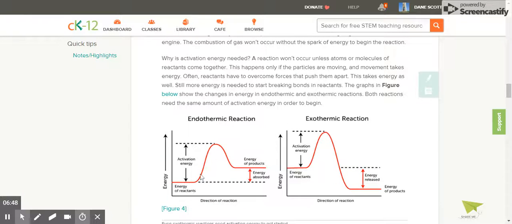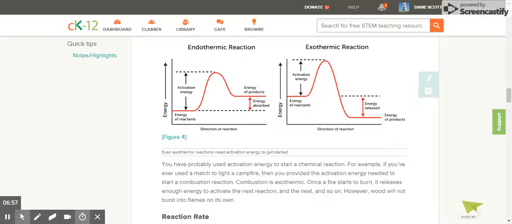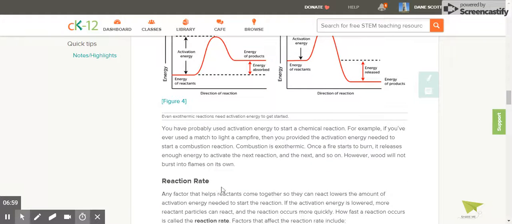You'll notice this would be the equivalent of sparking a lighter, right? This is the spark that's required, and then it starts burning. All right? You have probably used activation energy to start a chemical reaction. For example, if you've ever used a match to light a campfire, then you provided the activation energy needed to start a combustion reaction. Combustion is exothermic. Once a fire starts to burn, it releases enough energy to activate the next reaction, and the next, and so on. However, wood will not burst into flames on its own.